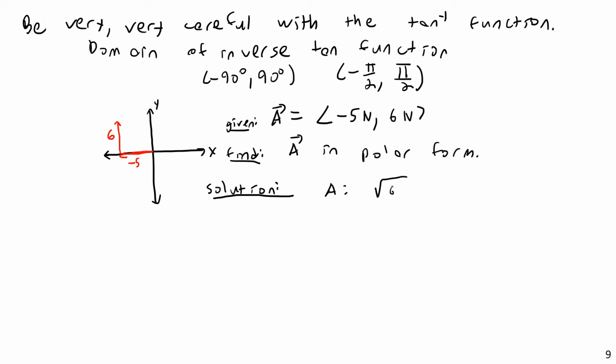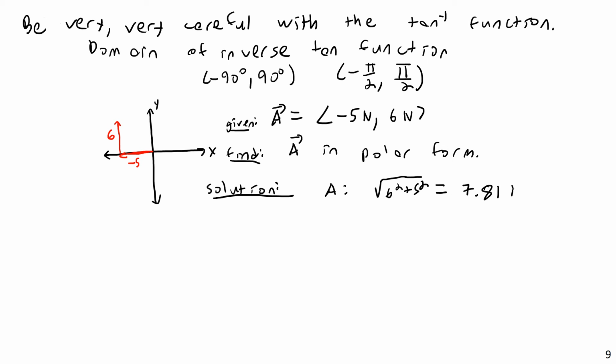So the magnitude of A, the size of it, that's trivial. That's just the square root of 6 squared plus 5 squared. I can throw that into a calculator really quickly and get the results. Let me just go ahead and do that. So that's the square root of 6 squared plus 5 squared, and that comes to 7.81 newtons.